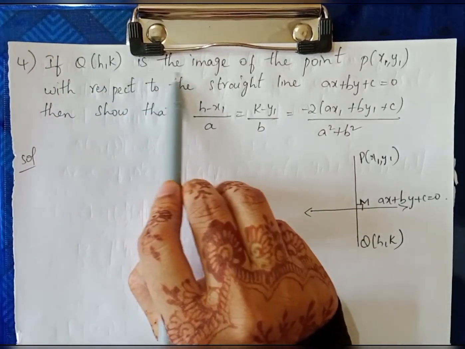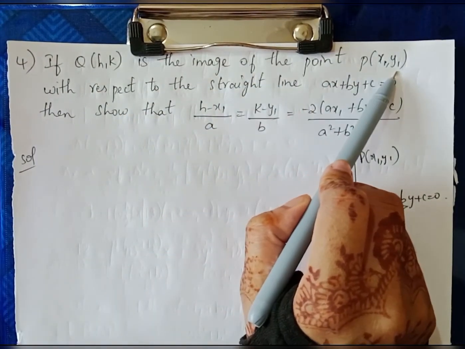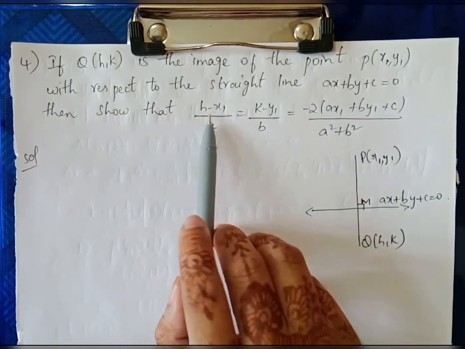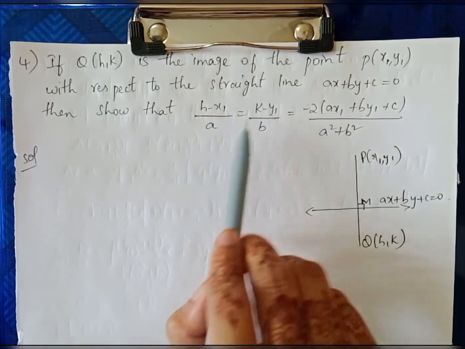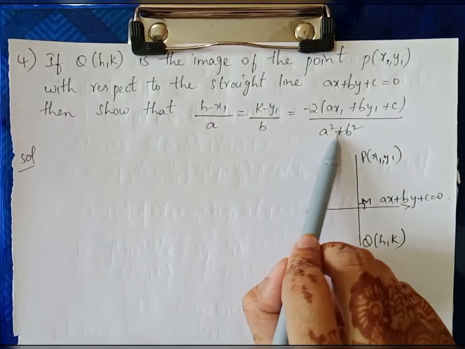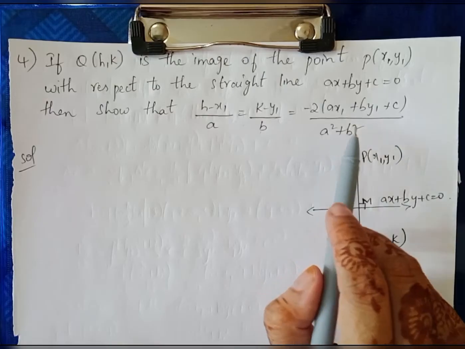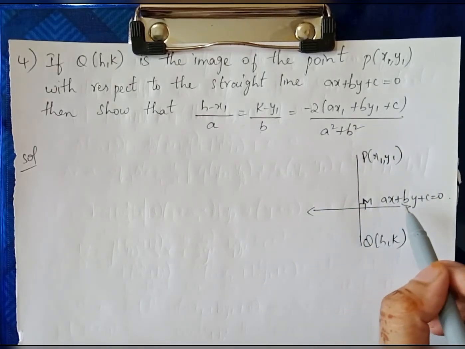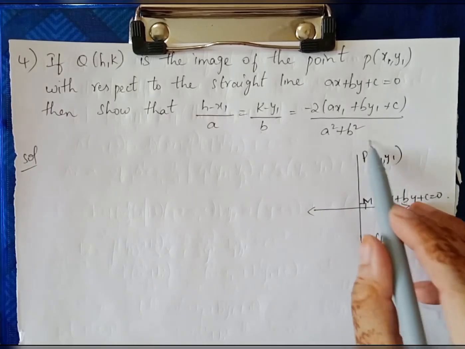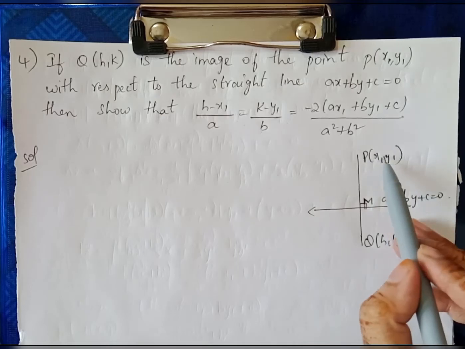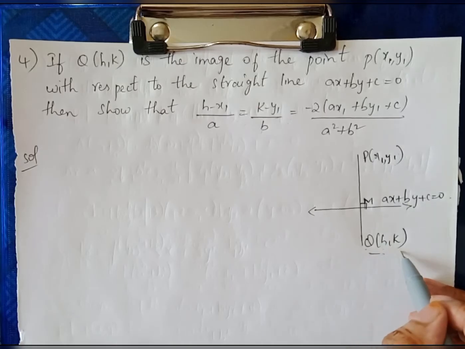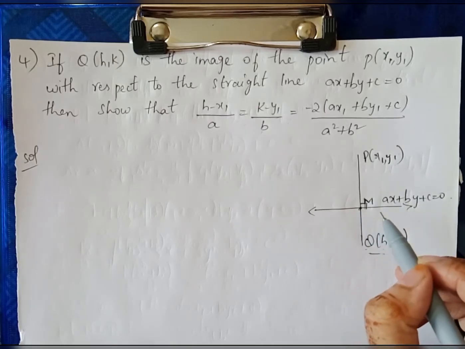If Q(h, k) is the image of the point P(x1, y1) with respect to the straight line ax plus by plus c equals to 0, then show that (h minus x1) by a equal to (k minus y1) by b is equal to minus 2 into (a x1 plus b y1 plus c) by (a square plus b square). This is basically called the image theorem. Here there will be one straight line ax plus by plus c equals to 0. On that straight line a point is there, P(x1, y1), which is perpendicular to the straight line. So the image of this P falls on this side, which is Q(h, k). In the middle there is a midpoint M.